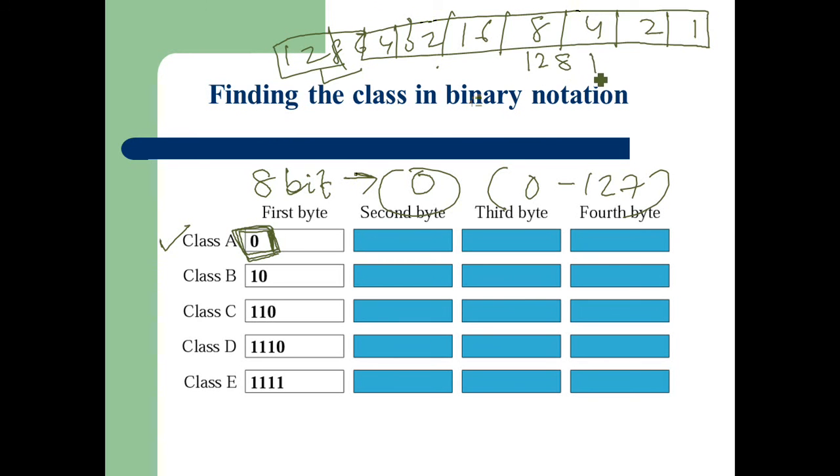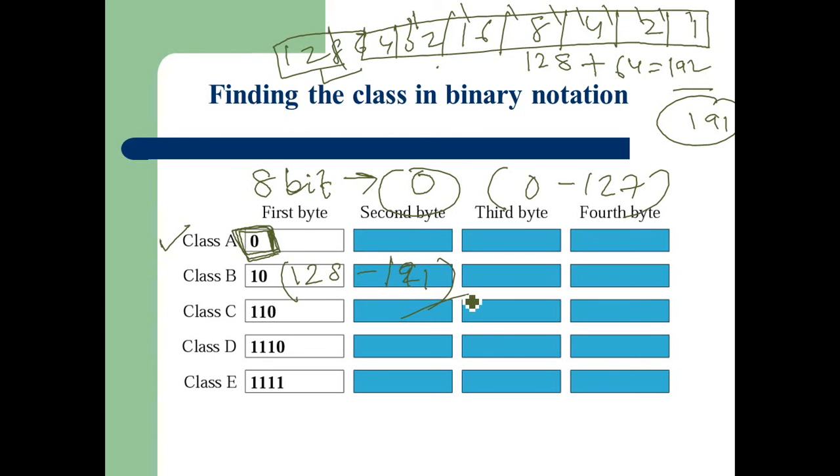If it is 10, that means 128 plus 64 is 192. So it has to be less than 192. How? If it is 10, then remaining all bits are 1. Then this value will be 191. Okay, so this will be from 128, because this will be fixed, 128 to 191.